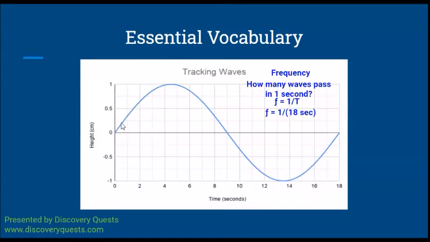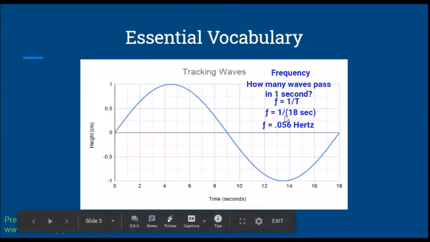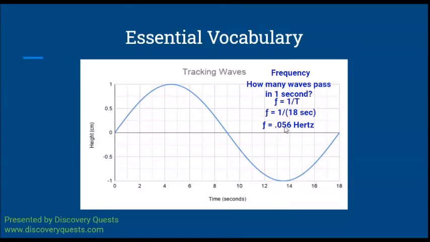In 1 second, only 1/18 of this entire wave has gone by. And of course we can convert this fraction into a decimal, and the frequency is given as 0.056, or 56 thousandths hertz. Hertz is inverse seconds, all right? Frequency is always given in hertz, or almost always anyway. And a hertz is a unit that is simply inverse seconds. It's cycles per second. So for this wave, the frequency is 1/18th of a second, or 1/18th hertz, or 56 thousandths hertz.